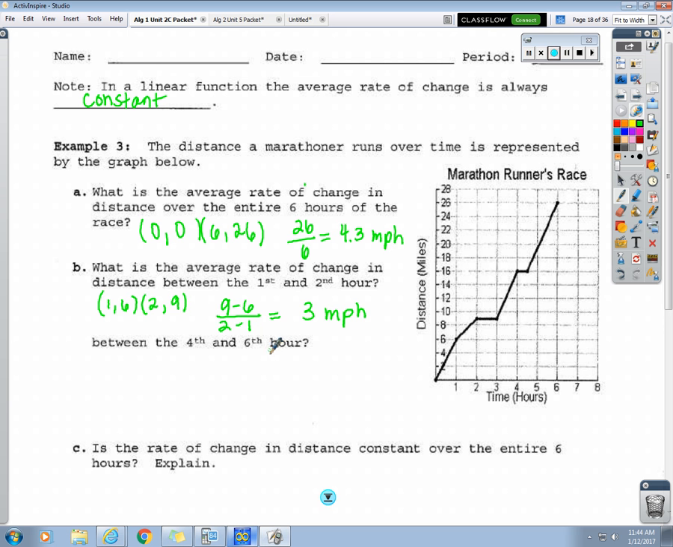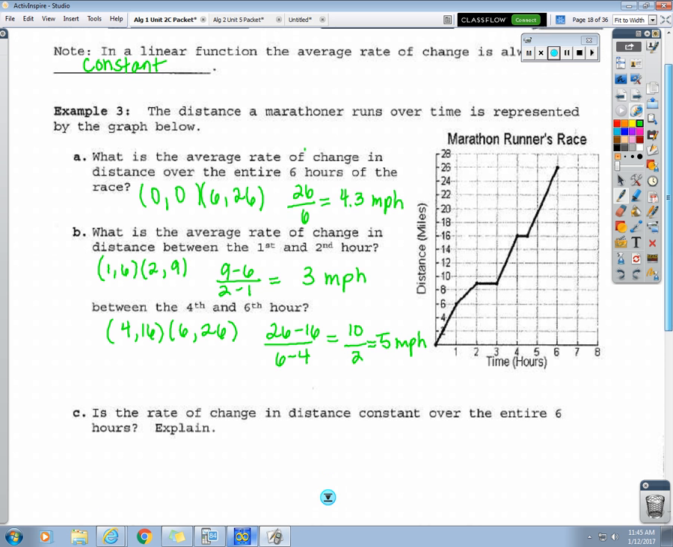Now between the fourth and the 6th hour, what was the coordinate for the 4th hour? 4, 16. And the 6th hour? So that would be 26 minus 16, and then 6 minus 4, and that reduces to 5. So they sped up a little at the end.